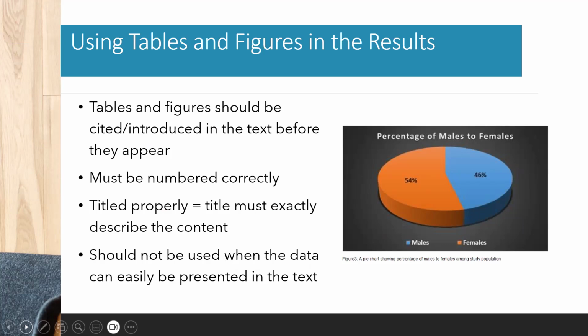Do not use tables and figures when the data can easily be presented in the text. My favorite example for this is the sex at birth proportion that's usually shown. You're only talking about two groups, male and female. So don't waste one figure for that. You can actually say that in one sentence: we had 80% male participants and 20% female. That's it. So that you can save that table allowance for something that's more difficult to write down in the text.